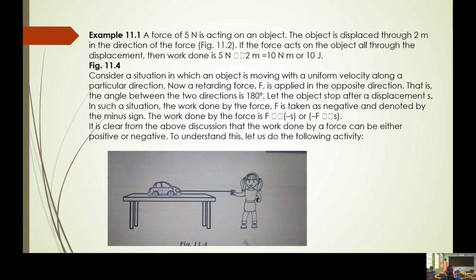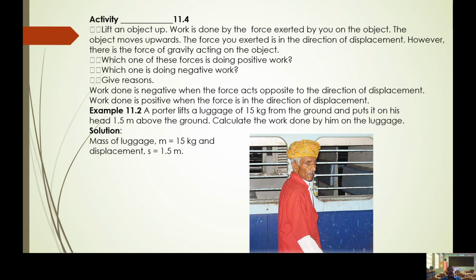To understand this, let us do the following activity. Lift an object up. Work is done by the force exerted by you on the object. The object moves upwards. The force you have exerted is in the direction of displacement. However, there is the force of gravity acting on the object. Which one of these forces is doing positive work? Which one is doing negative work? The work is negative when the force acts opposite to the direction of the displacement. The work done is positive when the force is in the direction of the displacement.